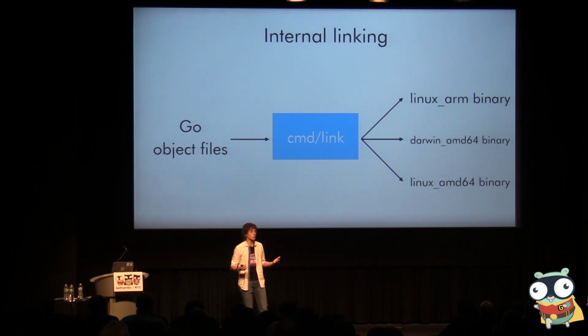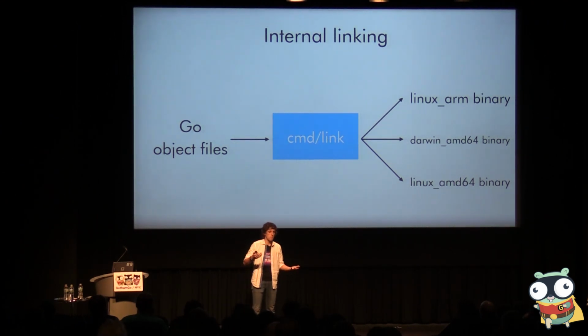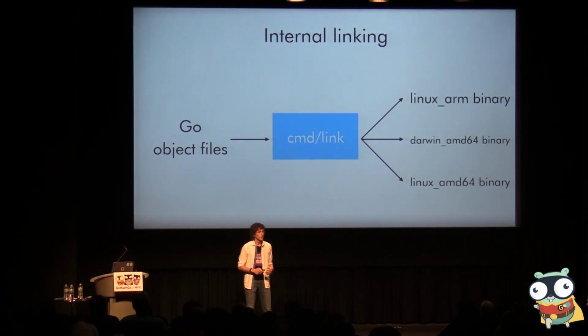So when you want to cross-compile something in Go, you just tell the linker, you know what, I don't want a binary for my Mac on AMD64. I actually want a binary that will run on my Raspberry Pi on Linux with ARM. And it will just do that. This, of course, is incredibly useful.